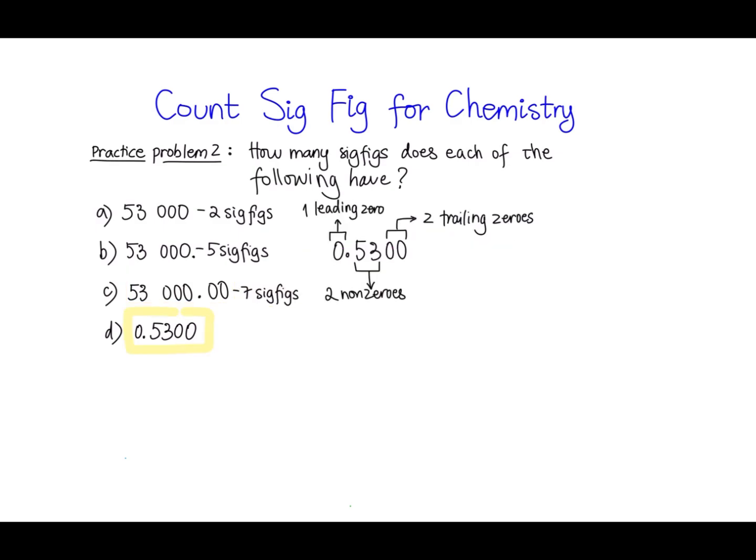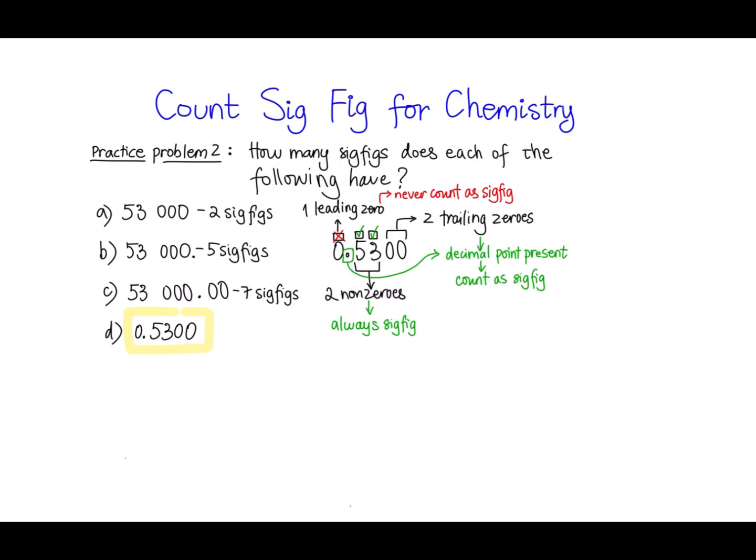Okay, the last question, part D. Please count the number of sigfigs for 0.5300. Here you see that there is 1 leading zero before the number 5. There are 2 non-zeros, the 5 and 3, and 2 trailing zeros after the number 3. The rule for leading zeros is that they never count as sigfigs, so that leading zero is not a sigfig. Next, we have the 2 non-zeros, 5 and 3. Again, these are always considered sigfigs.